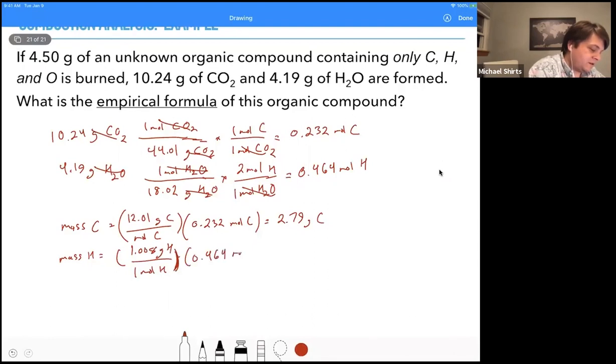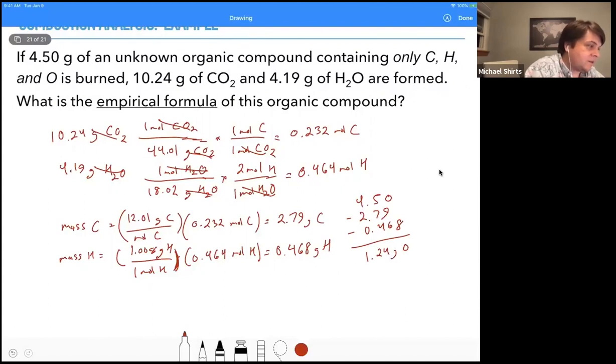0.464 moles of H. That gives us 0.468 grams of H. So 4.50 minus 2.79 minus 0.468 gives us 1.24 grams of oxygen.